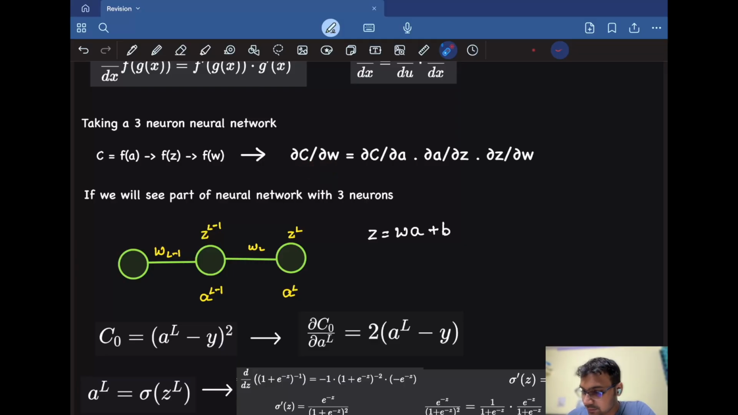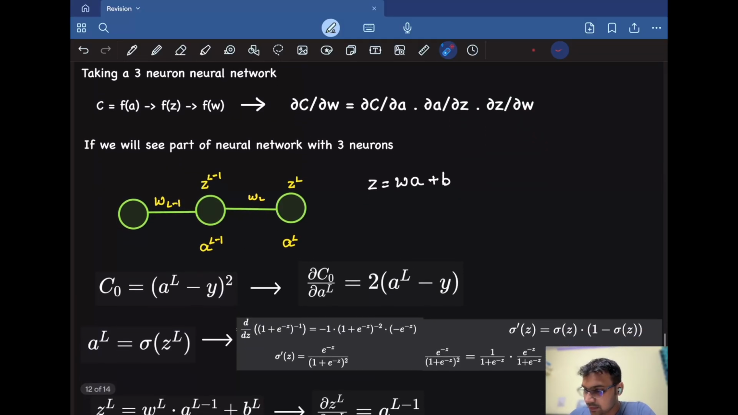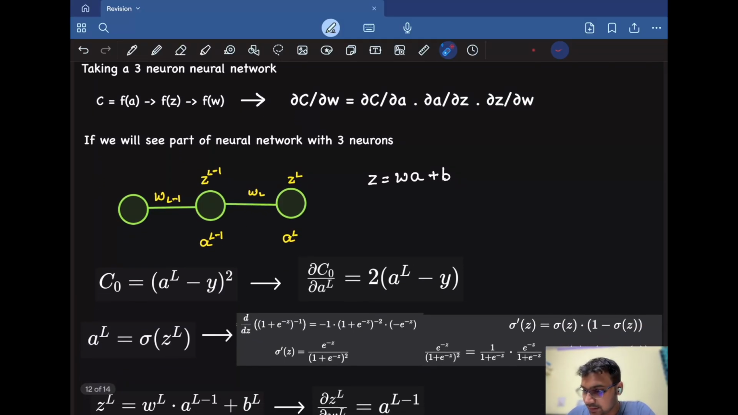As per the chain rule, this is not a direct function, but a nested dependency. So we will apply our chain rule: derivative of the cost function with respect to activation, then derivative of activation value with respect to Z value, and derivative of Z with respect to W. We will calculate all these parts and then get the gradient of the last layer. This is pretty straightforward.